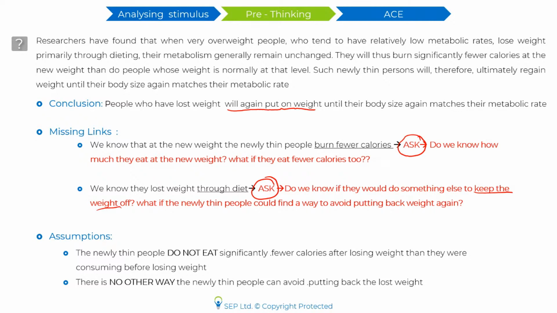Okay, so Muhammad Jed Alam. Okay, I'll call you Jed. Forgive me if that is a little too familiar, but I'll call you Jed. So Jed, we are told that they burn fewer calories, but the passage doesn't tell us how many calories they eat. So that is a missing piece of information that we don't know. Similarly, the passage tells us that they lost weight through dieting, but it does not tell us whether they kept up the diet or not, whether they started exercising later on or not, nothing. So that is another missing piece of information.